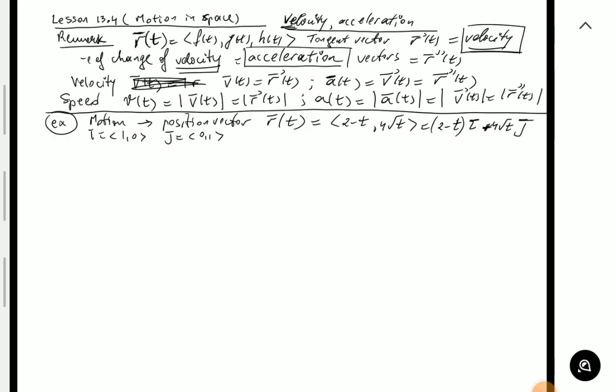And let's say the question is to find, just a basic question to begin with, the velocity and the acceleration at t equals 1. Let's say we want to find this at the time t equals 1. So obviously you differentiate first. So v bar of t is going to be r prime of t.